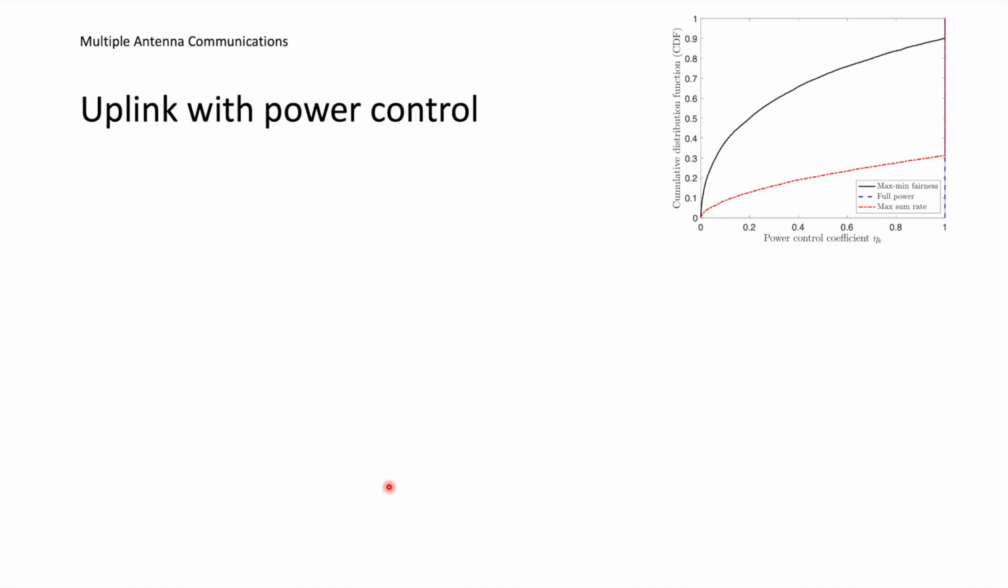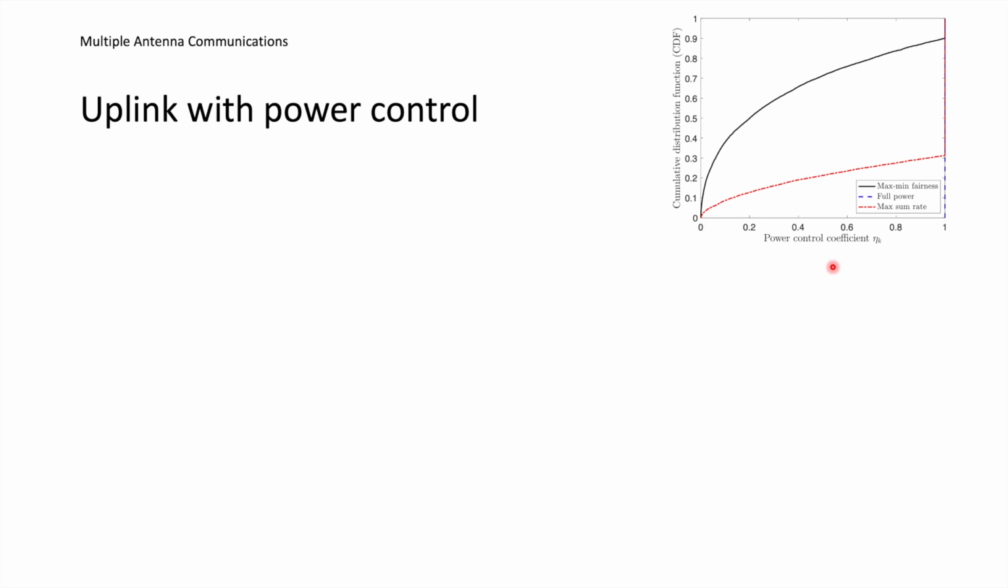We start with the uplink, and we will compare 3 different types of power control. 2 of them were considered in the previous lecture as well. That was when we used maximum fairness power control, and as a benchmark we used full power on every user. So every user has eta k equal to 1. And now we are adding the maximum sum rate as one potential way of doing our power control.